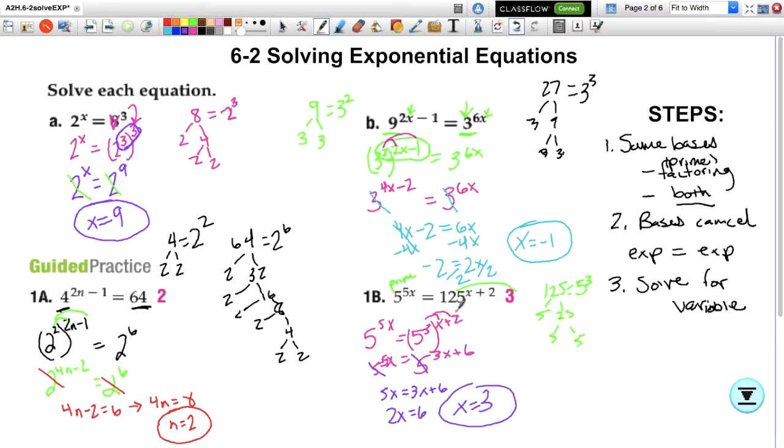So let's take a look at this last one, okay? I noticed my 5 was prime, but 125 wasn't, so I brought it over here. And I noticed it was 5 to the third, so I rewrote it as 5 to the third. Again, mono and a poly, so I distribute it, because when we do power to power, we multiply. Then, because they had the same bases, I could cancel them out, and then just get my x alone.